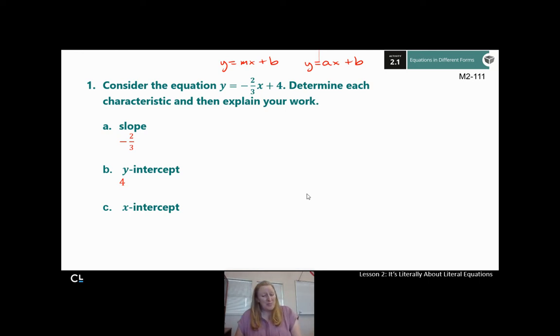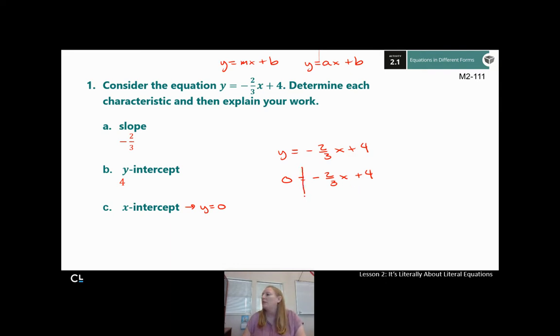But the x-intercept was trickier to get. Now, remember how we said that for the x-intercept, that's when y equals 0? So I can take this equation, y equals negative 2/3 x plus 4, and instead of a y, we can plug in a 0. And look, lo and behold, this now looks an awful lot like what we were doing in the last couple of lessons, where we solved an equation for x. We can totally solve this for x.